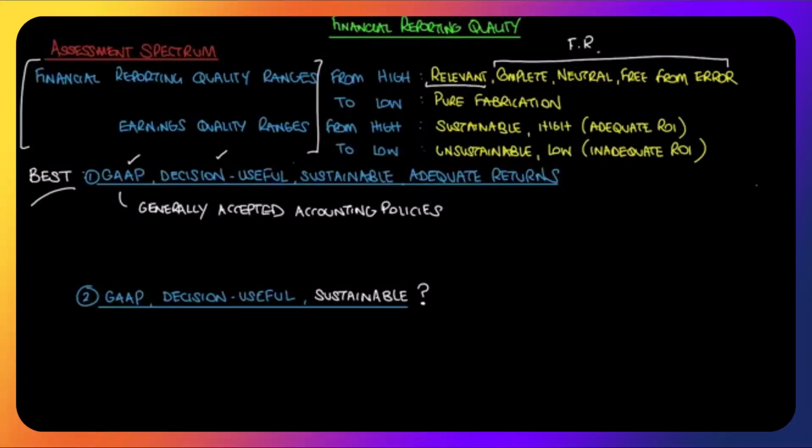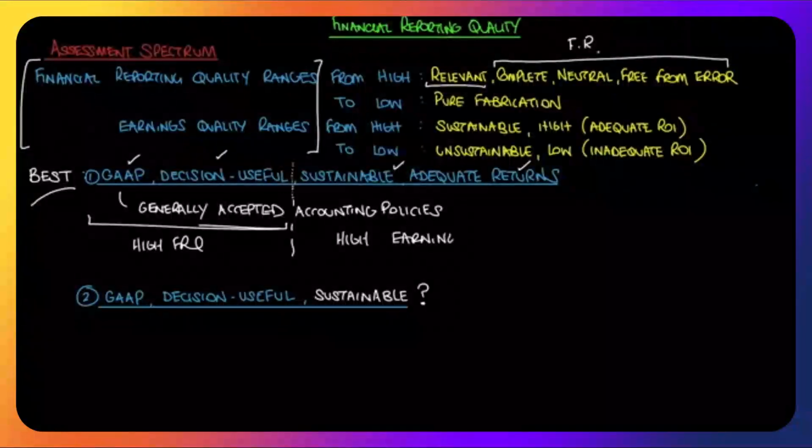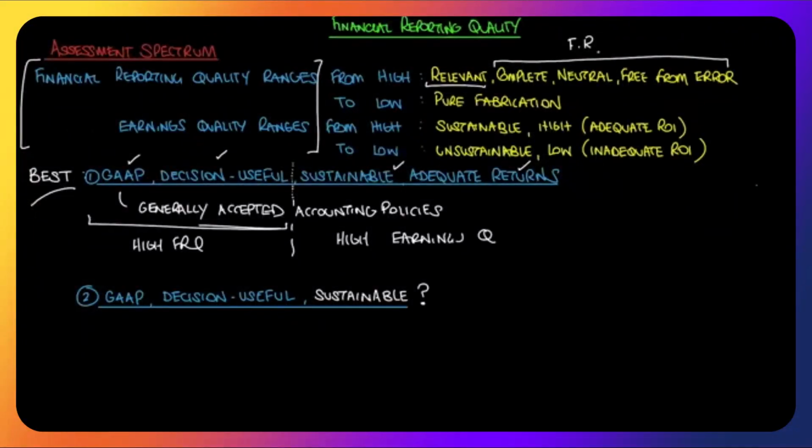At that point, we have a set of financial reports in our hand that we can use to make decisions with. And when we go on and assess the high quality information we've given, we find that that information tells us earnings are sustainable and adequate. First half tells us we have high financial reporting quality. Second part here tells us we have high earnings quality. We are in business. That's the best you can get.